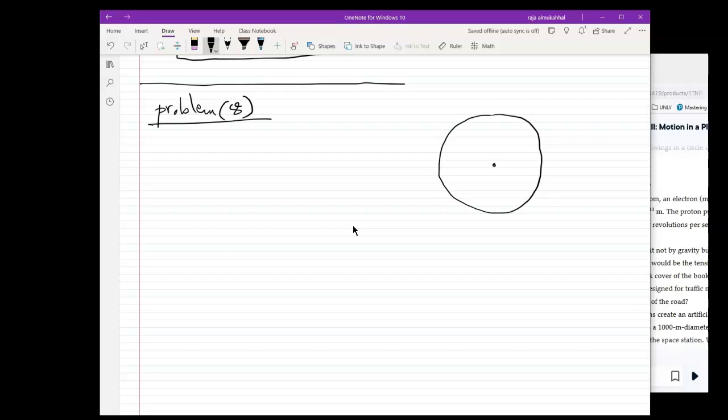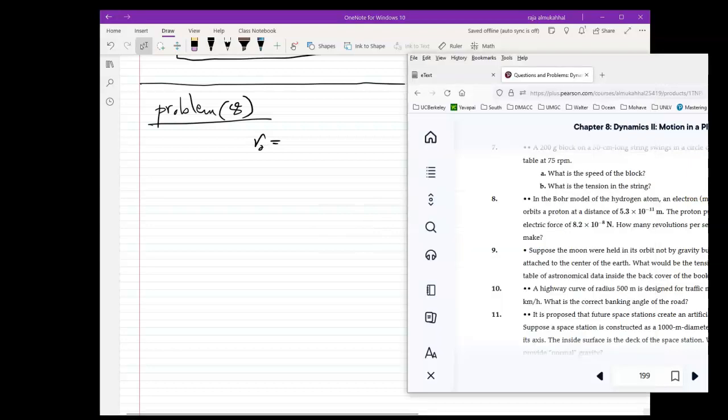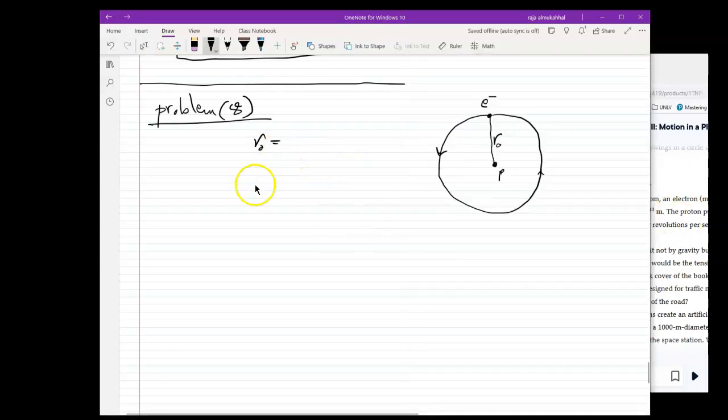So anyway, here's the proton right here, and here is the electron. Suppose the electron is moving in this direction, say counterclockwise. And this is what we call the Bohr radius. This is the proton, I'm going to call it P. This is the electron, E. This is the Bohr radius, I'm going to call it R naught. This is what it's called in the nuclear atomic physics literature. And it's given to us. R naught is equal to 5.3 times 10 to the negative 11 meters.